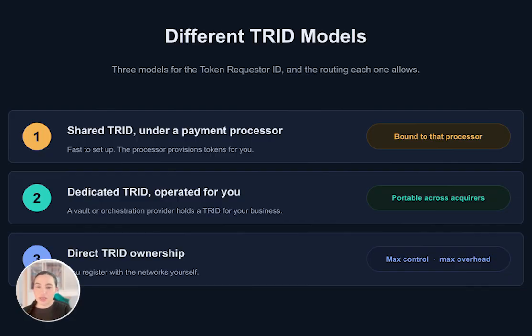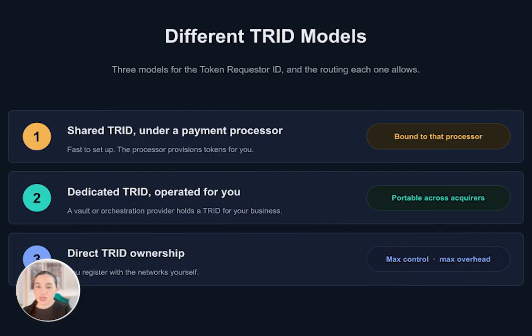So here's the punchline. If you're planning to use more than one acquirer, and let's be honest, any merchant chasing authorization rates gets there eventually, then a shared processor TRID takes that option off the table. You get the tokenization benefit on your main processor, and then you lose it the second you try to route around it. So match the TRID model to the routing flexibility you actually want, and make that call before you provision a single token.